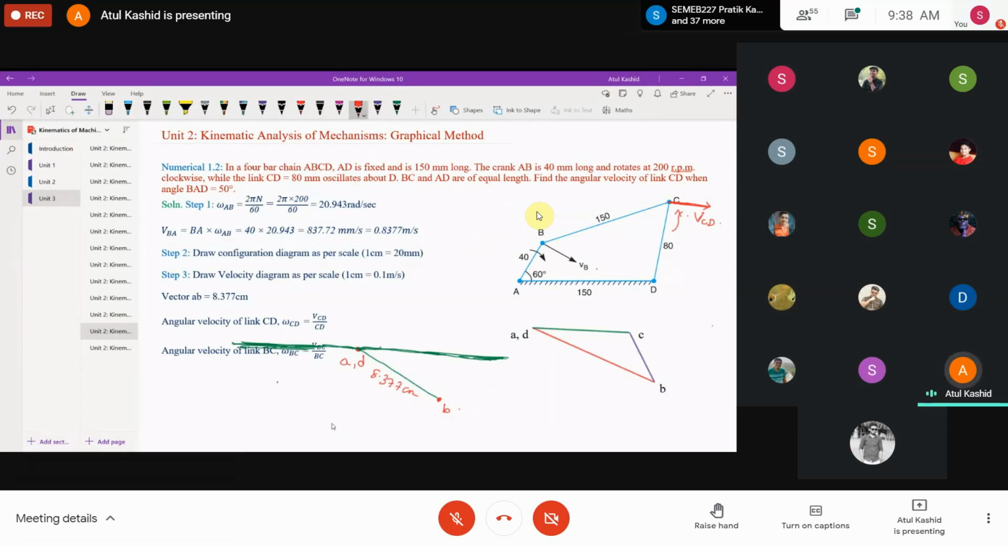Only the thing we have to do now, we have to draw the direction for the link BC in the configuration diagram, right? So this is the direction for the link BC, which is perpendicular to the link. Now we have to draw the parallel line to this, which will be passing through the point B, right? And we have to draw the line like this, right?